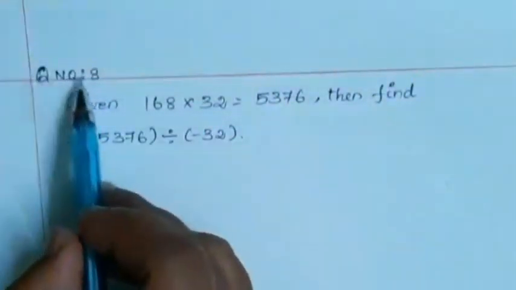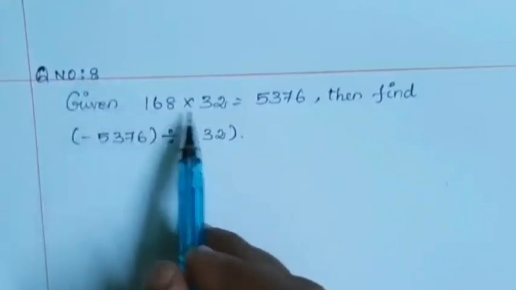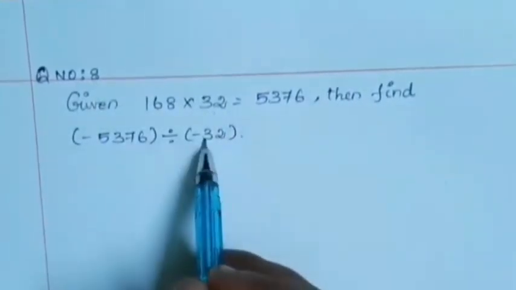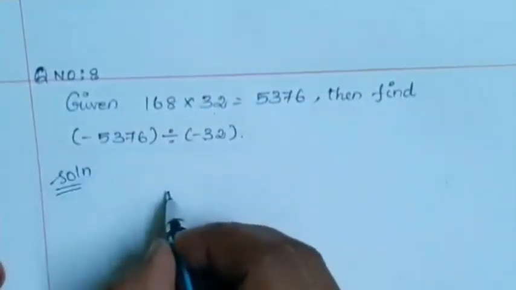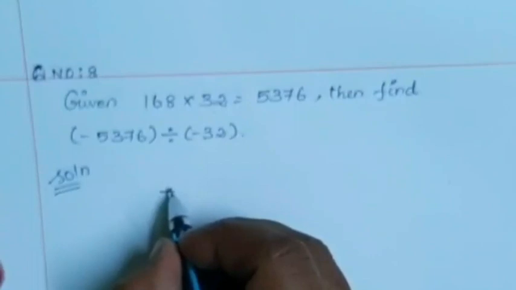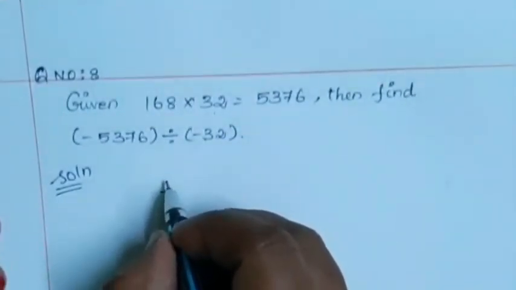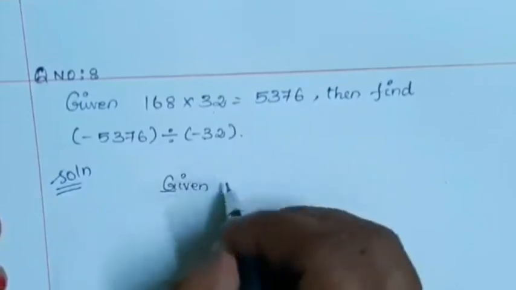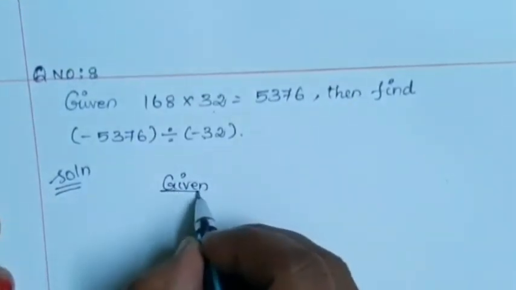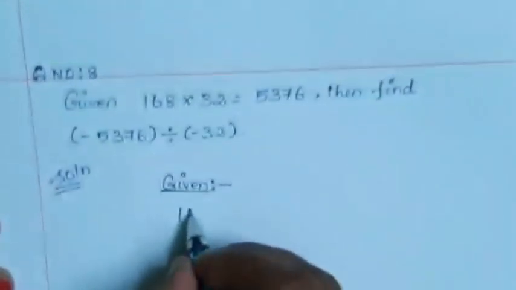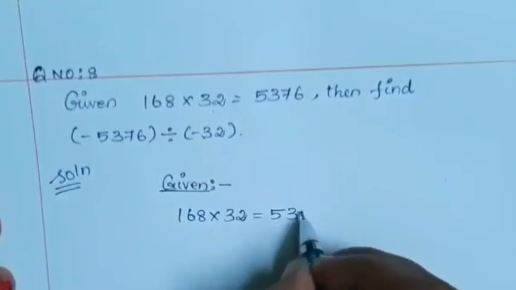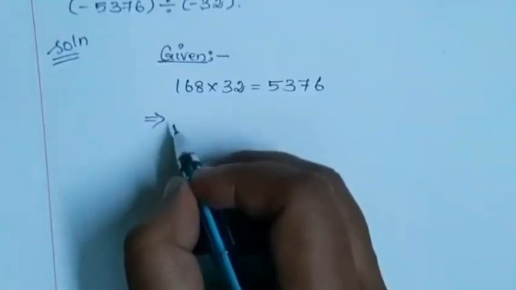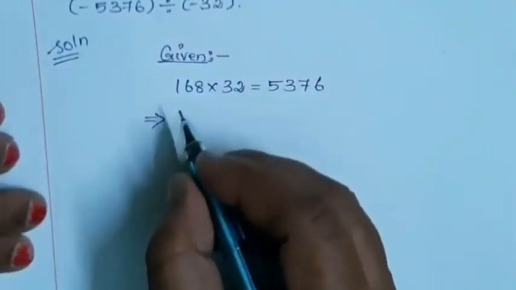Next, question number 8. Given that 168 into 32 is equal to 5,376, then find minus 5,376 divided by minus 32. Given 168 into 32 is equal to 5,376, dividing by 32 on both the sides.